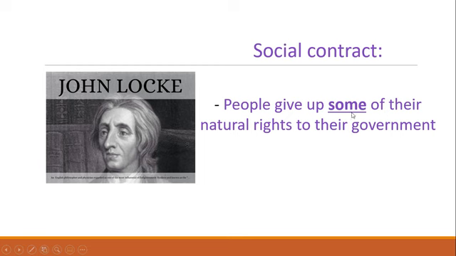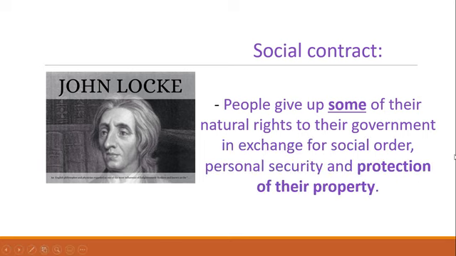Okay, notice that John Locke doesn't want us to give up too many of our rights and freedoms to our government. He wants us to keep our rights and freedoms for the most part, but we do give up some to our government, and in exchange we get social order, we get personal security, and importantly for John Locke, we get the protection of our property. So the government gives us a police force, they give us laws and rules that everybody has to follow, and those laws and rules are there to ensure that we are safe and that we get to keep our property. Nobody steals it.